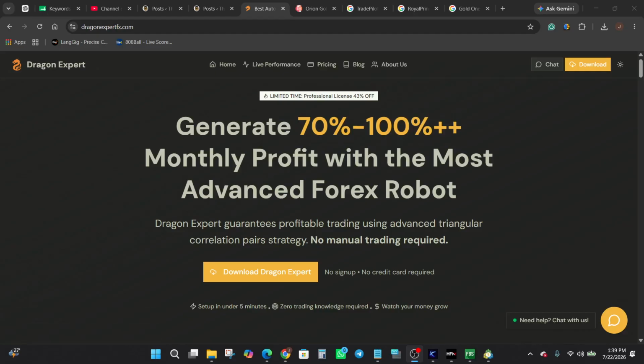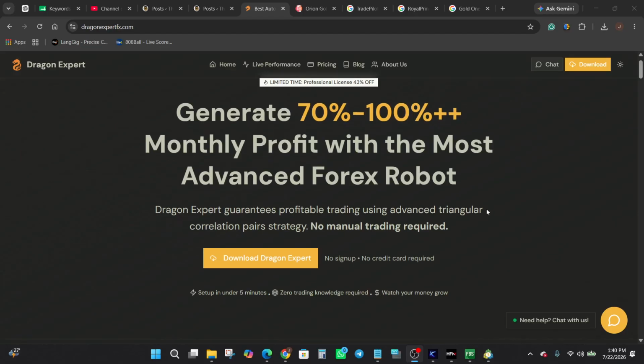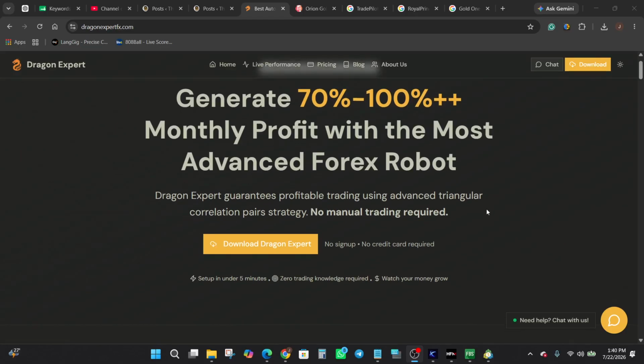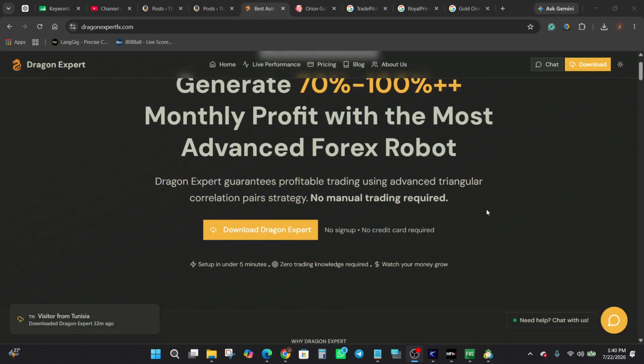So in this video, we are taking an objective look at an automated trading system called Dragon Expert EA. Now, according to the developer's website, this software is built around a triangular correlation strategy. Over the next few minutes, we are just going to walk through the vendor's claims, examine its key features, look closely at their reported account performances, and discuss what these metrics mean from a trader's perspective.